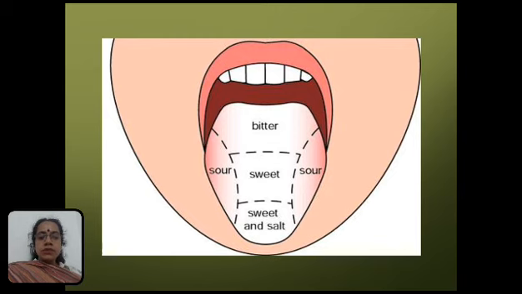Please look at this picture again. Next, most of the taste buds on the sides of the tongue detect sour taste, and most of the taste buds at the back of the tongue detect the bitter taste.